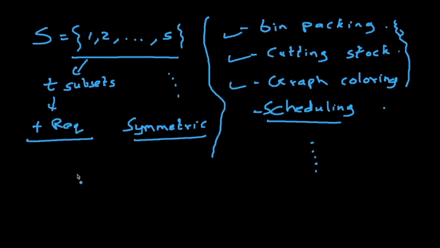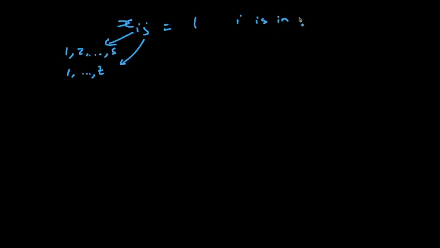Okay, so the basic model that people use for this goes as follows. We have a few variables, let's call them x_ij. So i will represent the index in our set S, so we have elements 1, 2 up to s, and j will represent the index in our subsets, that is 1 up to t. We have t possible subsets. So x_ij is 1 if and only if the item i is in subset j. If that is the case in our solution, then this x_ij variable will take the value 1.